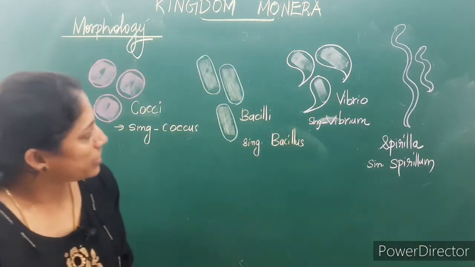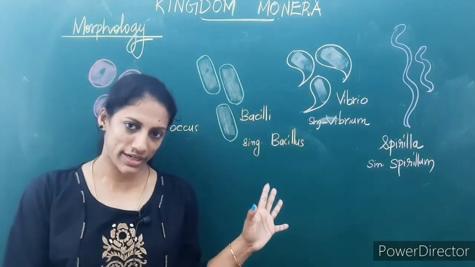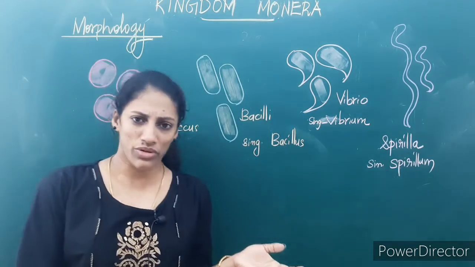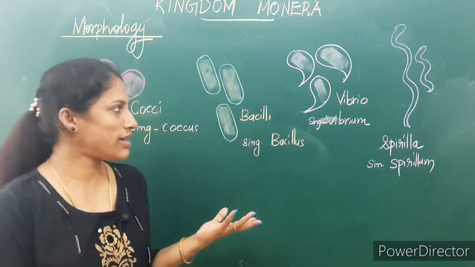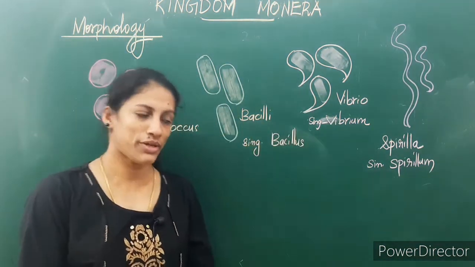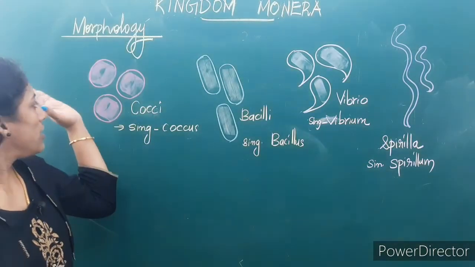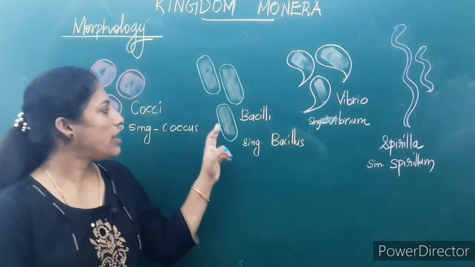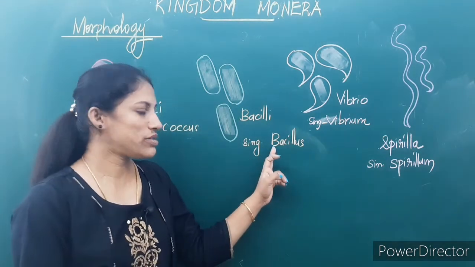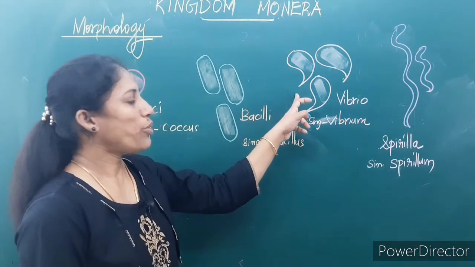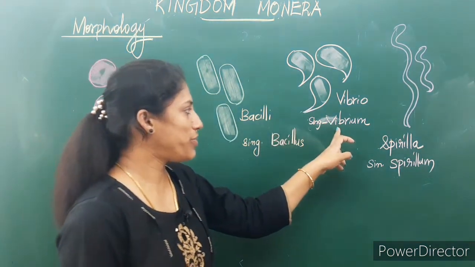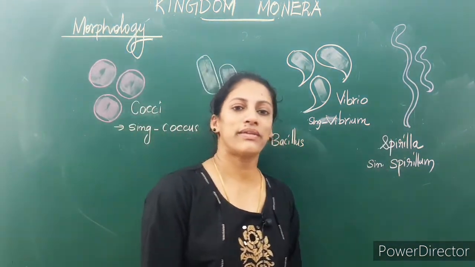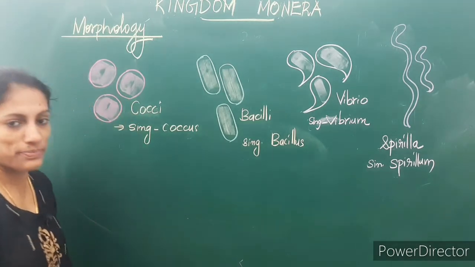So you can see here four different shapes of bacteria. You do not need better clarity because the shapes are clear. A spherical, round shaped bacterium is called coccus. A rod shaped bacterium is called bacillus. A comma shaped bacterium is called vibrium, and a spiral shaped bacterium is called spirillum.